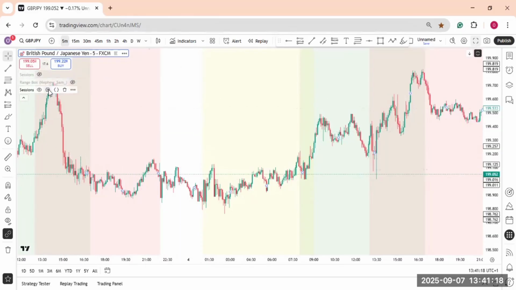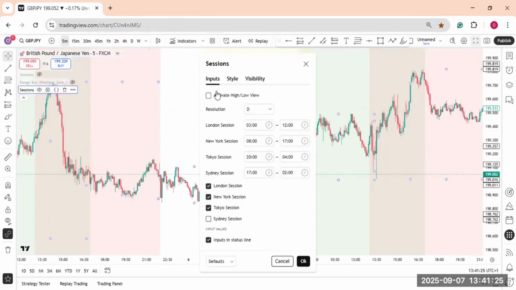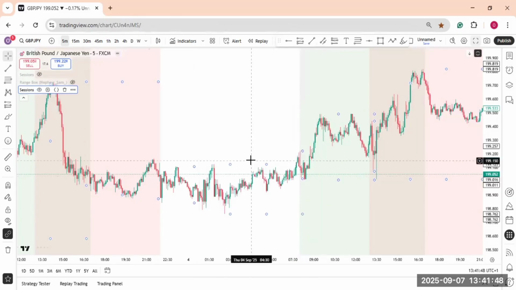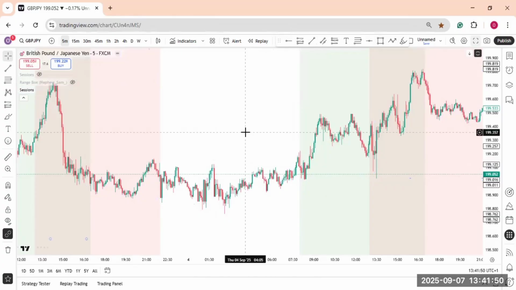So I am going to go to settings, and then we go to this Tokyo session. I will toggle it off. I don't need the Tokyo session, and I will leave only the London and the New York session. Once you have done this, just click OK. So your chart will look like this.